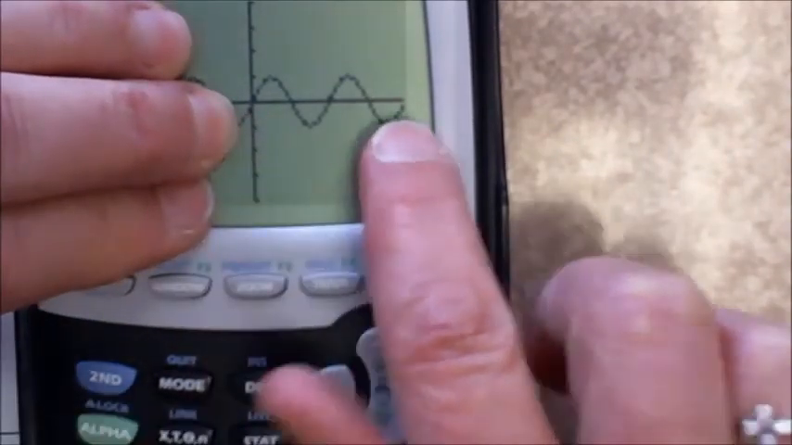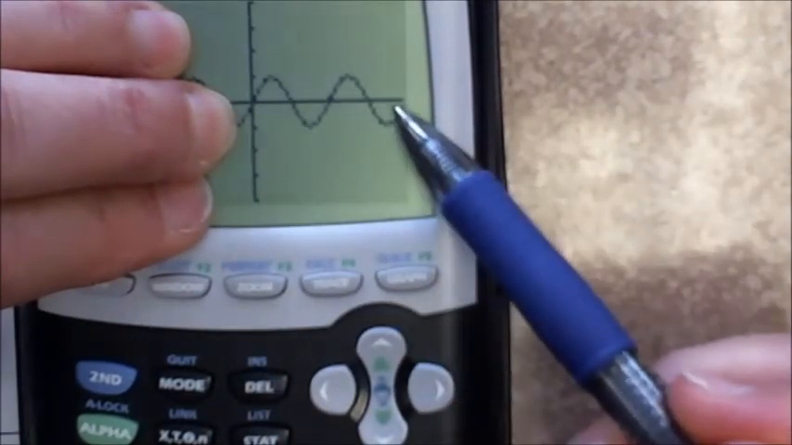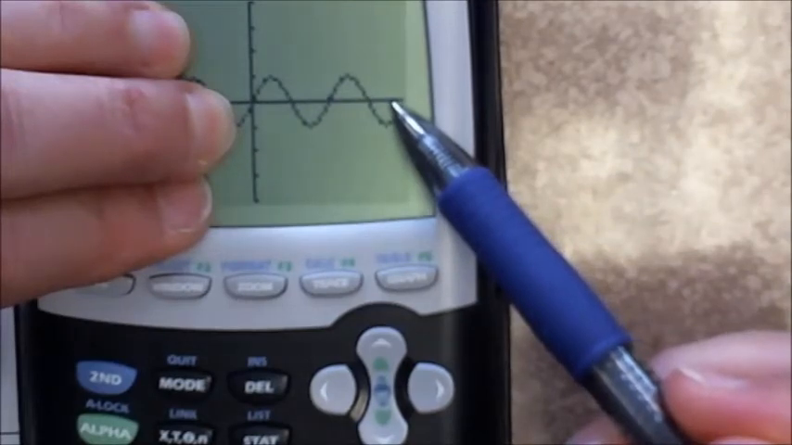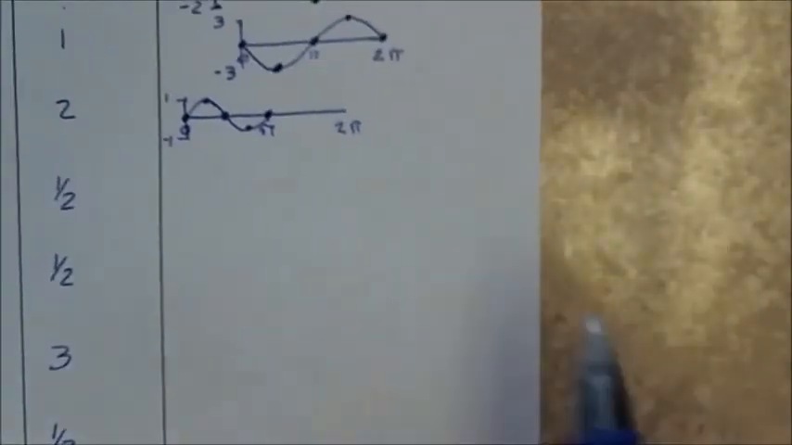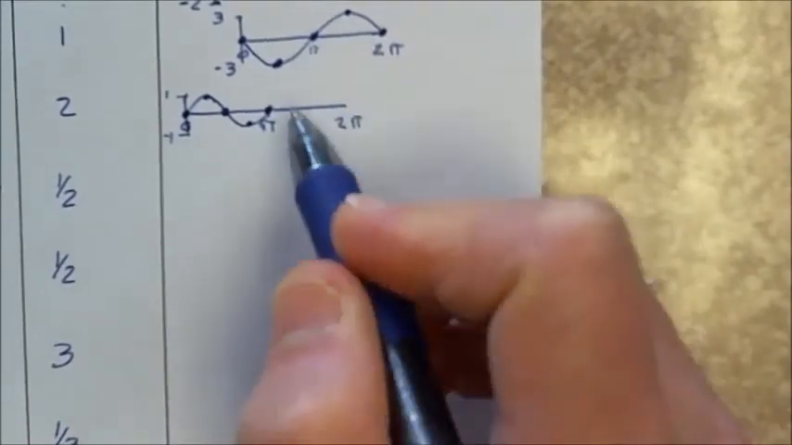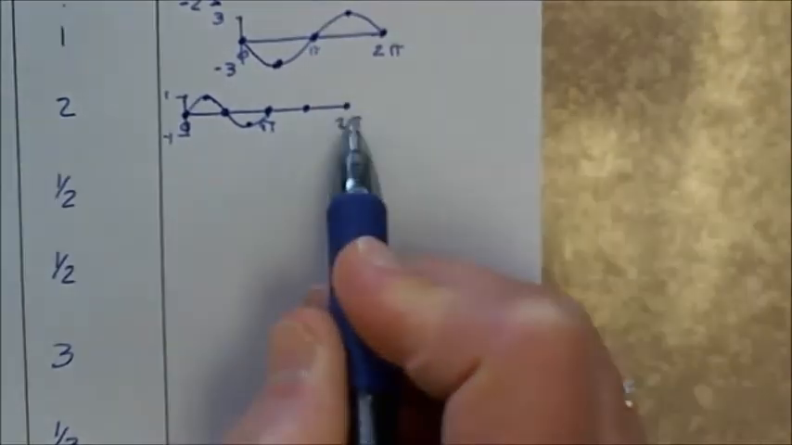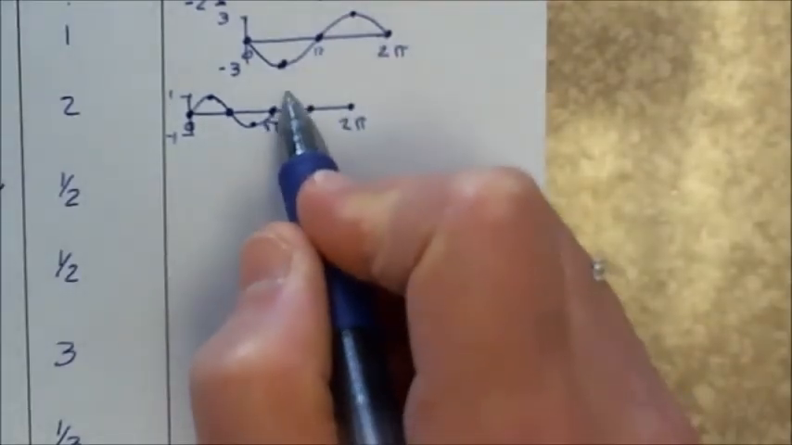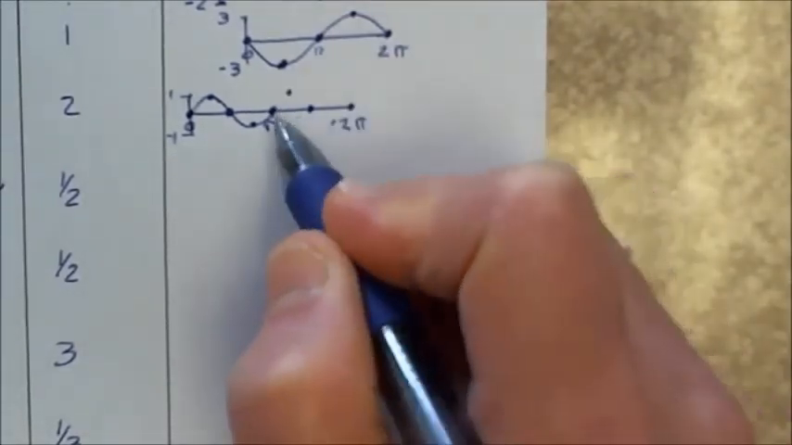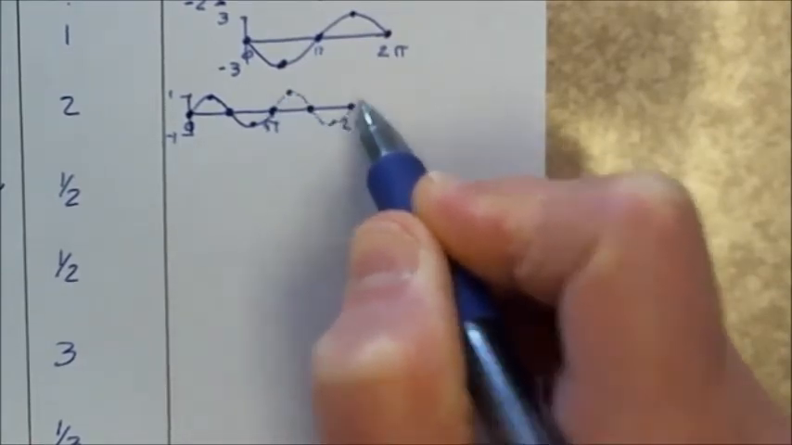So from 0 to 2 pi, I have 2 complete sine curves. One complete sine curve is from 0 to pi, and that's what we sketched here, right? But let me just continue, and I'm just going to draw this kind of dotted. So from pi to 2 pi, we'll get a second complete sine curve. So 0, max, 0, min, 0.